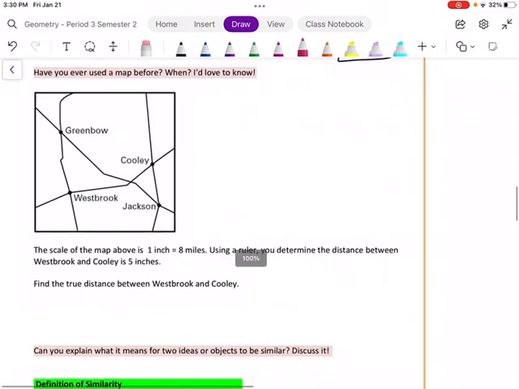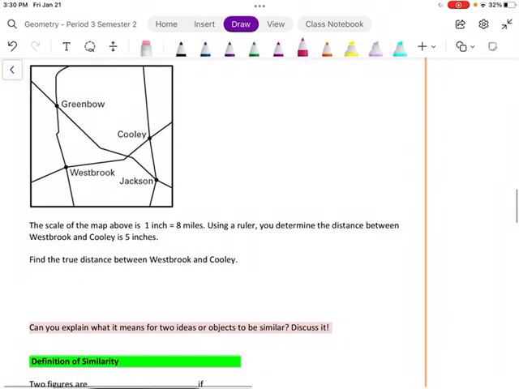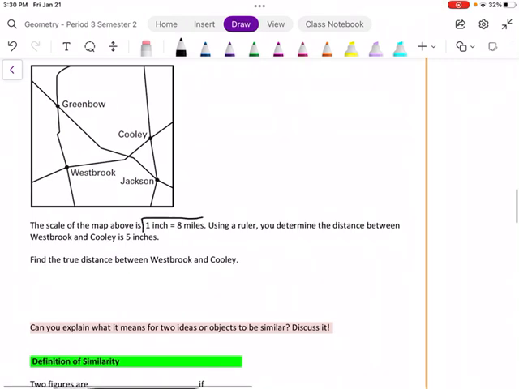All right. We can also use scale factors on maps. And when we do this, we're going to take the scale factor they give us for the map. So in this one, the scale of the map is 1 inch equals 8 miles. So that means every inch on here is 8 miles if you were out on a street. So we determined that the distance between Westbrook and Cooley is 5 inches. That's this distance. We need to figure out how many miles that is.